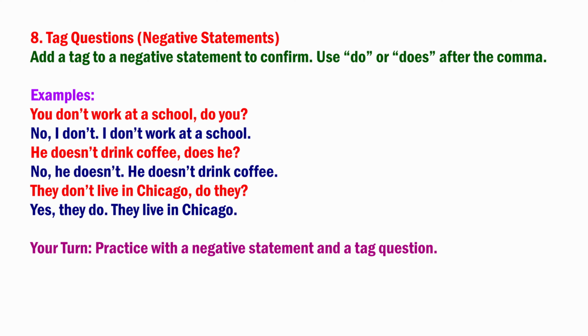He doesn't drink coffee, does he? No, he doesn't. He doesn't drink coffee. They don't live in Chicago, do they? Yes, they do. They live in Chicago. Your turn. Practice with a negative statement and a tag question.